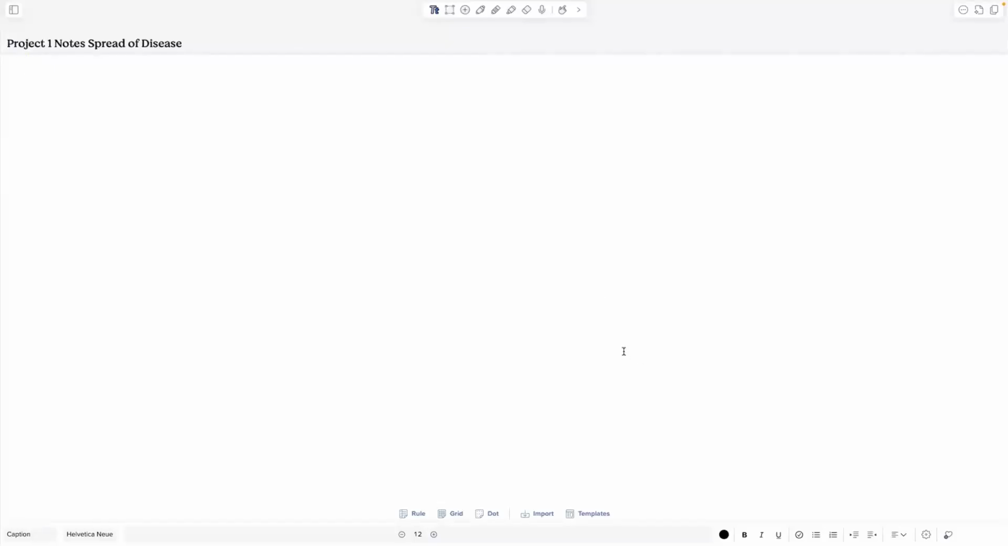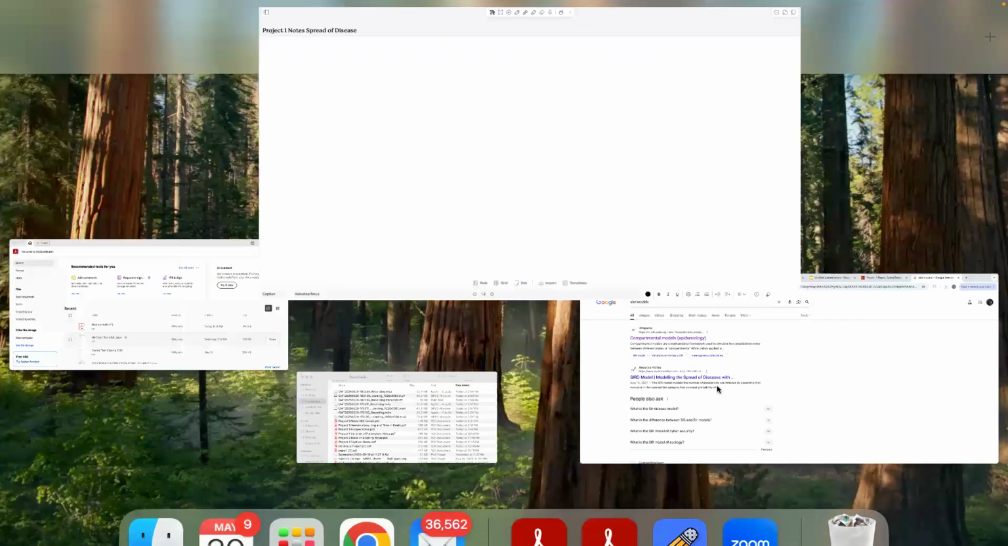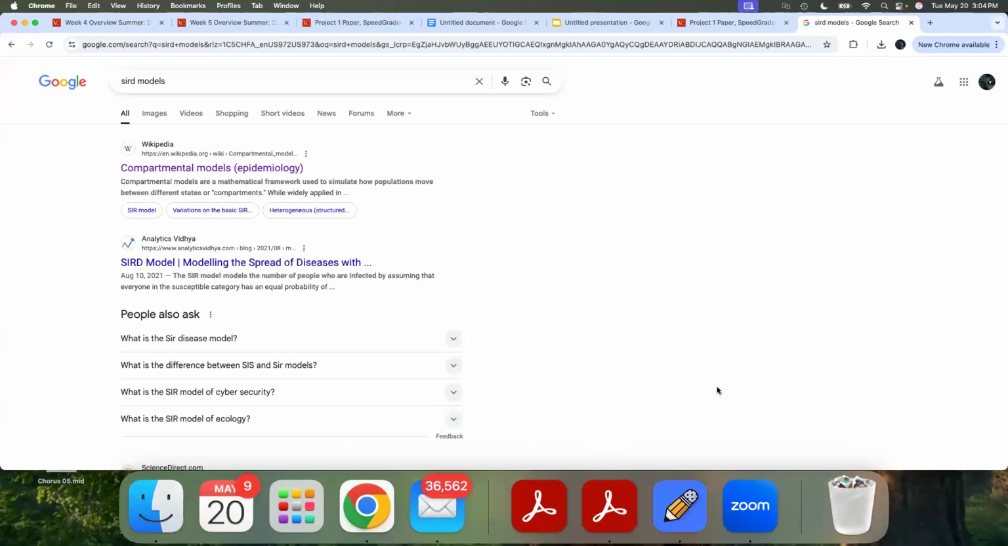Okay. The spread of disease project, people typically end up doing with zombies because I guess zombies are still cool. So let me give you an overview. These projects are always different. Everybody takes a different approach with this particular project.